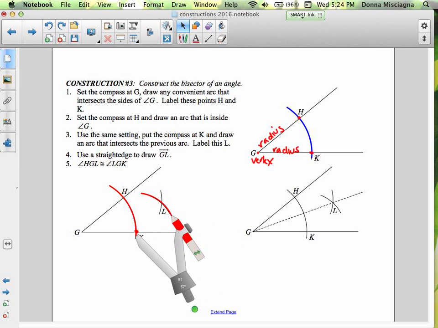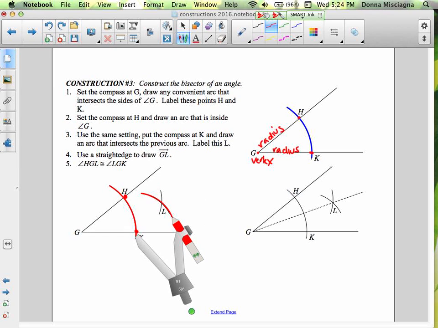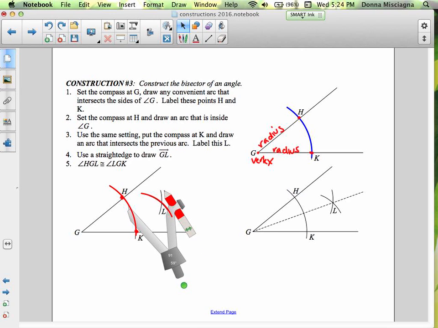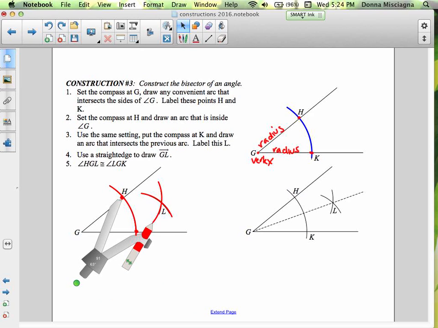So we've marked off the same distance on the sides of the angle, and now we're finding the center of the angle by marking off from each side. So we do it from that point, and then we just move it up to where the other point where the arc intersected the angle, and do the same thing. And there we go.